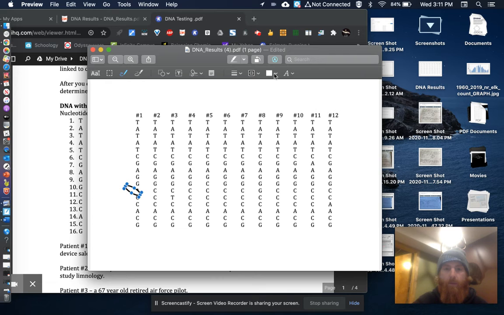Anyhow, I think what I gotta do is do this. So no filling in. There we go. There's my error. So a C is an A and it's at the 11th nucleotide.